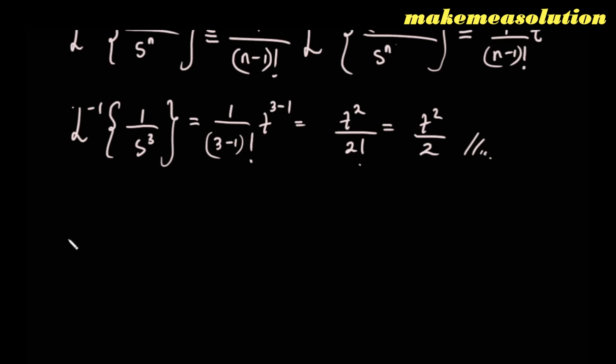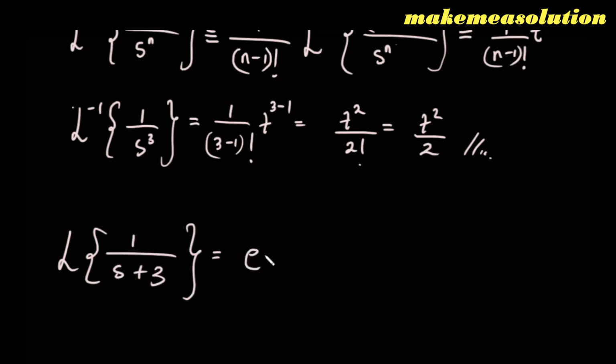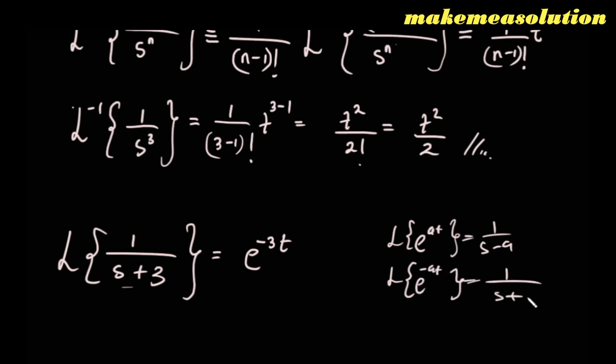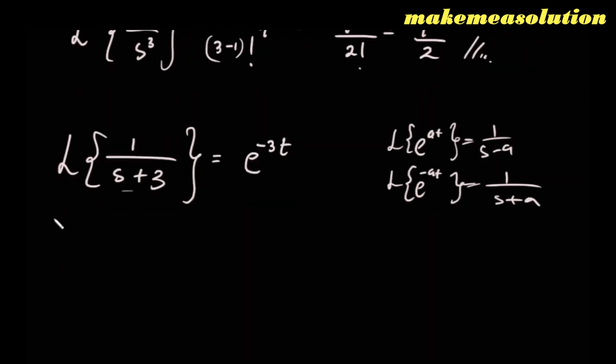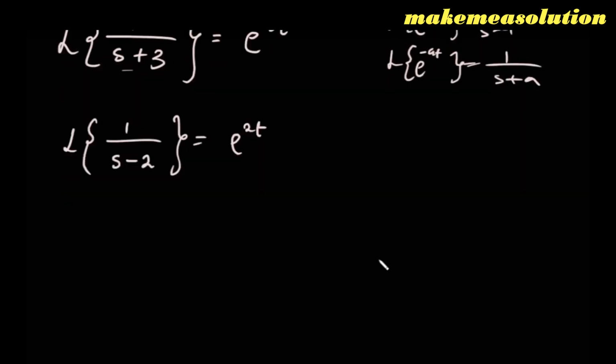So how about exponentials? Laplace inverse of something like 1 all over s plus 3. Definitely this takes me back to exponential negative 3t. Remember that the Laplace transform of exponential at is 1 over s minus a, and the Laplace transform of exponential minus at is 1 over s plus a. So this should give me my answer. The Laplace transform of 1 all over s minus 2 is going to give you an exponential 2t. Is that okay? So please try to remember this.